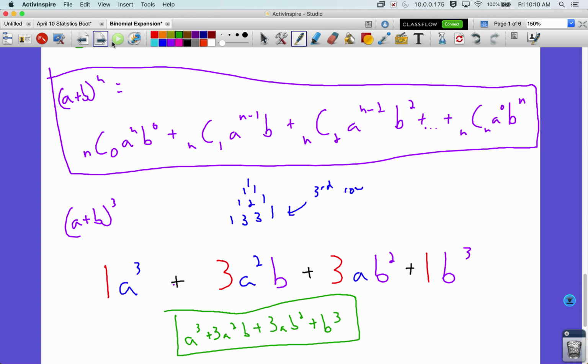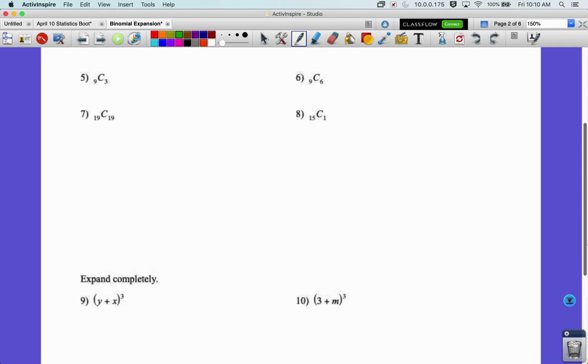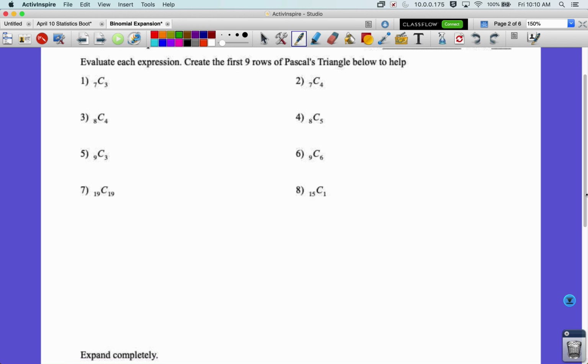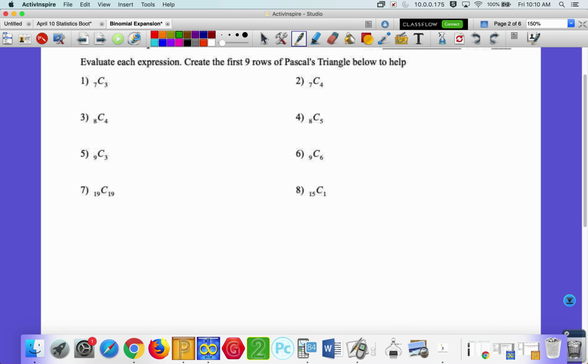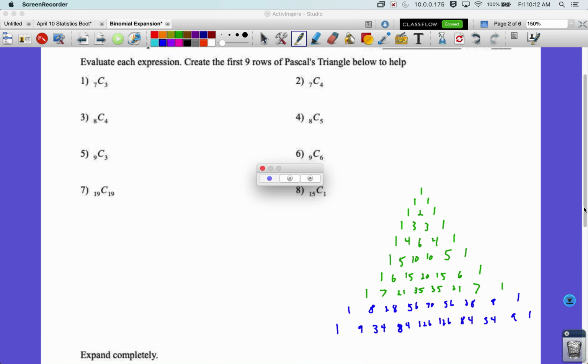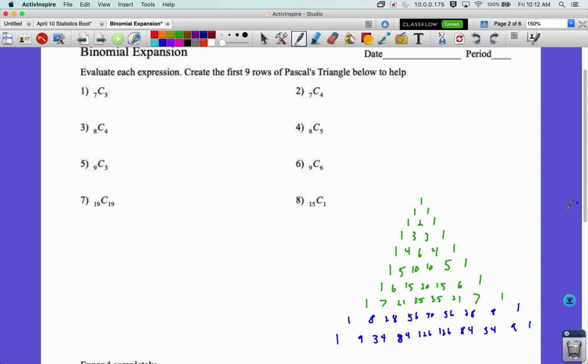All right, let's try some on the worksheet. Evaluate each expression, create the first 9 rows of Pascal's triangle below to help. So I'm going to use the space to create the first 9 rows of Pascal's triangle. I'll pause the video to do that. All right, so I tried to fit in the first 9 rows of Pascal's triangle, or Pascal's triangle to the 9th row. This is really the first 10 rows.